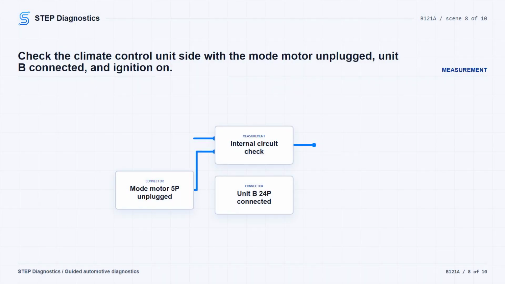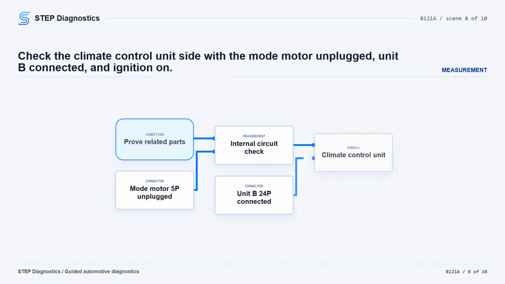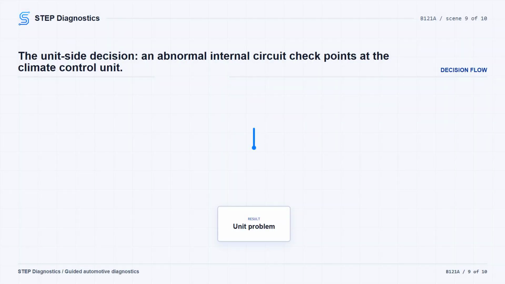If the wiring checks do not explain the fault, move to the climate control unit inspection. Disconnect the mode control motor 5P connector. Leave climate control unit connector B, the 24P connector, connected and switch IG mode on. Perform the unit internal circuit inspection. The normal condition is about 5V. If this check is abnormal, the diagnostic path points to a problem with the climate control unit.